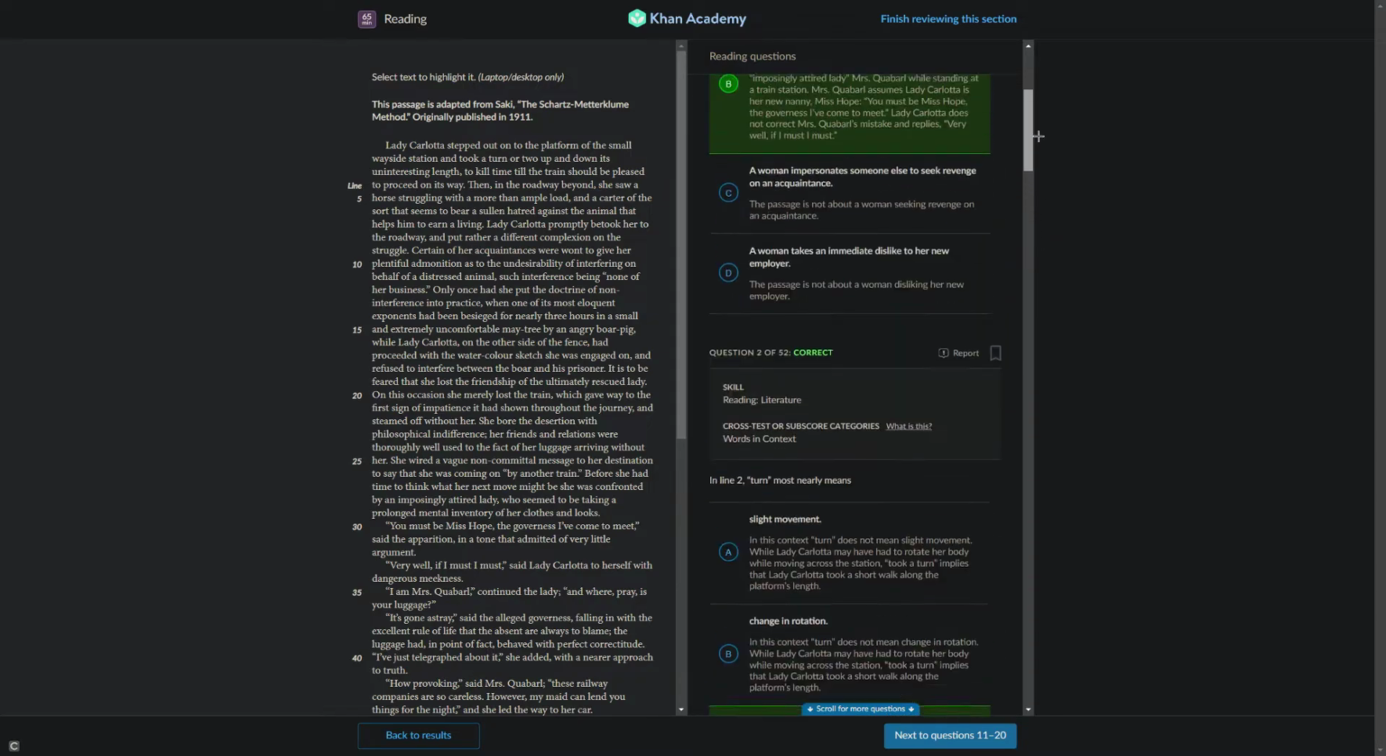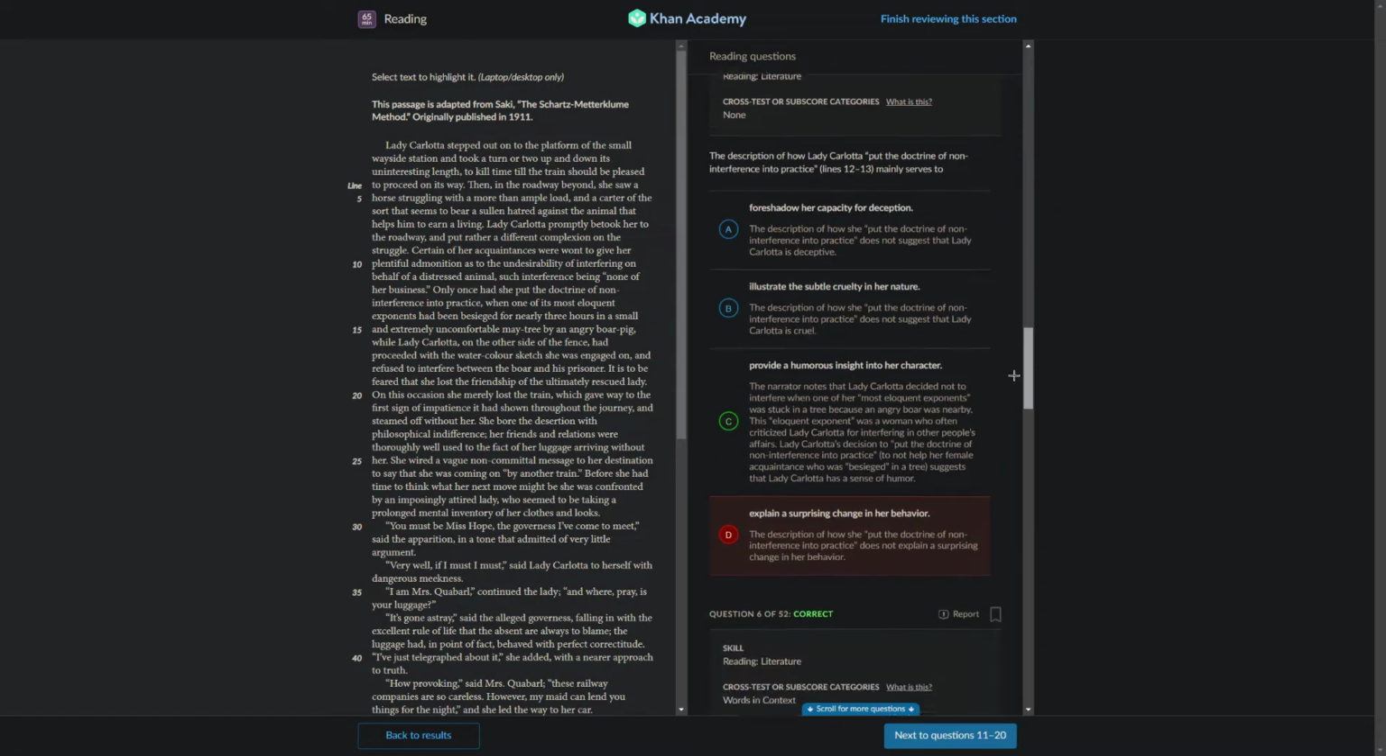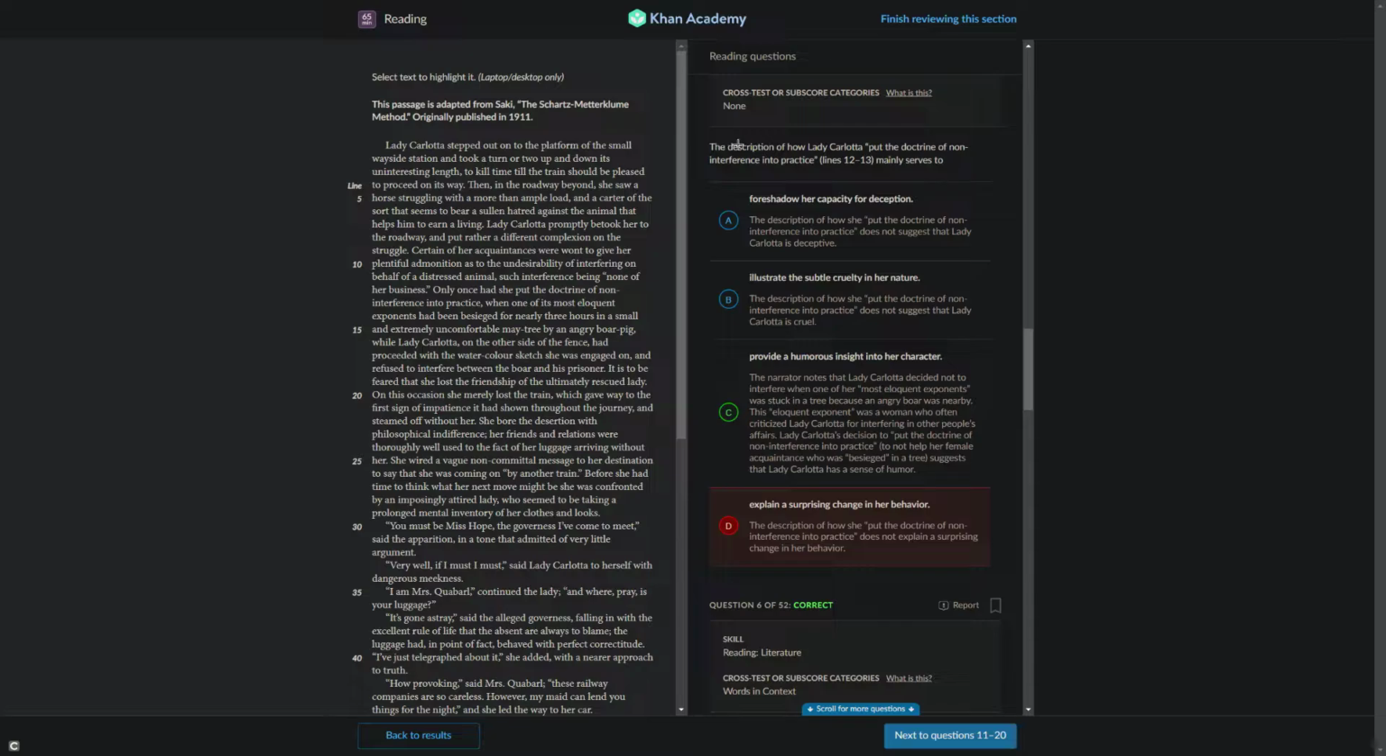And yeah, so for the first part, I got this one wrong. It says the description of how Lady Carlotta put the doctrine of non-interference into practice, lines 12 to 13. Only once had she put the doctrine of non-interference into practice, which one of its eloquent exponents had been designed, besieged for nearly 3 hours in a small. Okay, so wait, no, it ends right here.